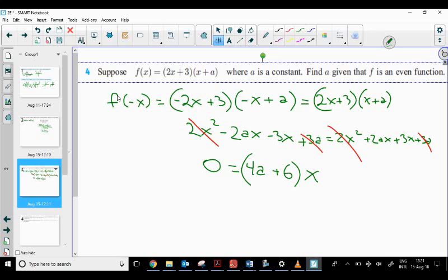Now from here, I could figure out, okay, maybe x is equal to 0. Of course, if x is equal to 0, then negative x is still that same point, so that's not really telling me anything interesting about the function. That's just looking at one value. But the other option is that 4a plus 6 is equal to 0, which would mean that a would be equal to negative 3 over 2. And if you put a in as negative 3 over 2, you get a function here which is even.